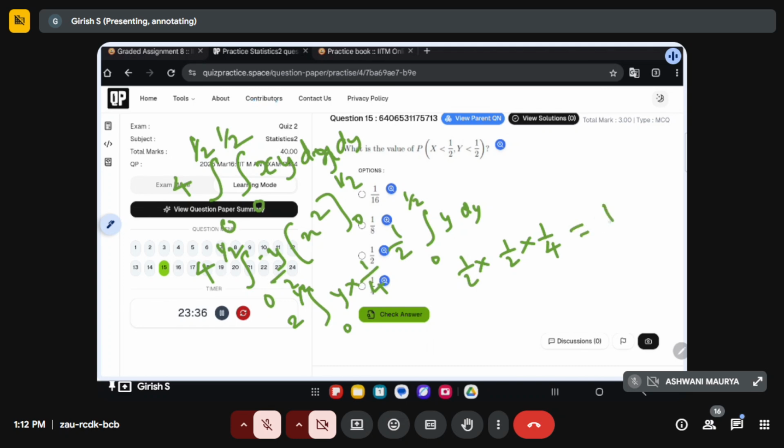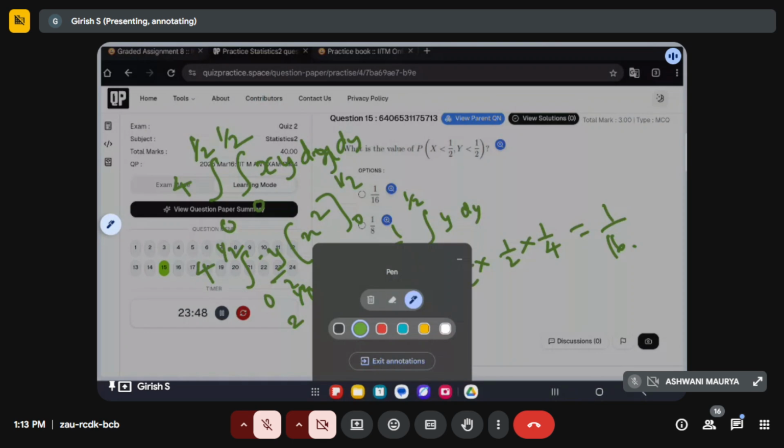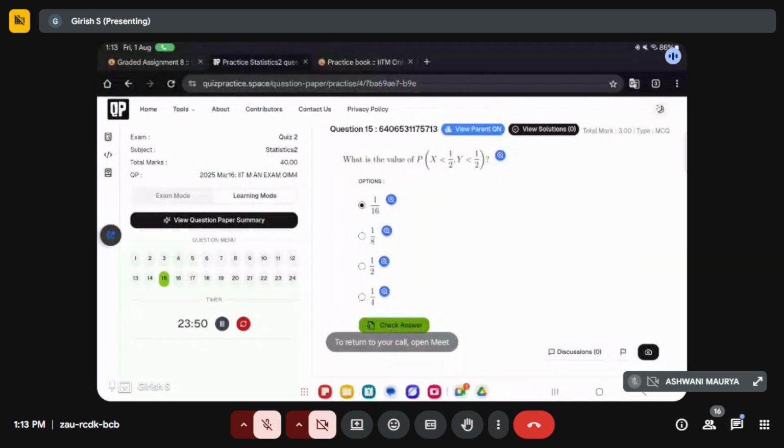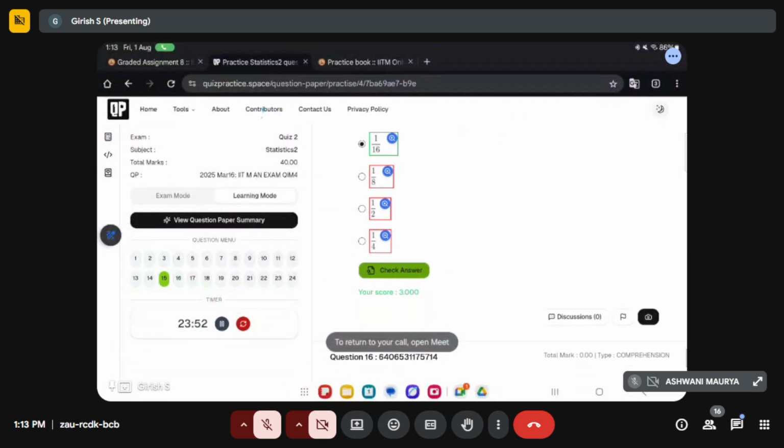Is it right, or 1 by 16 is what I'm getting? Is it fine? Did you get the approach? Let's see if 1 by 16 is fine. Hopefully, I didn't do any calculation mistake.